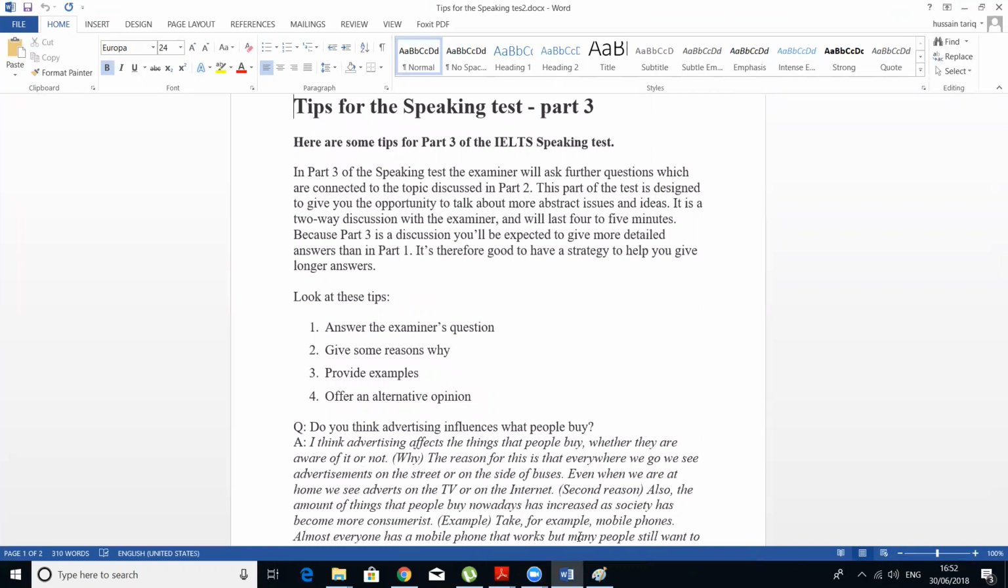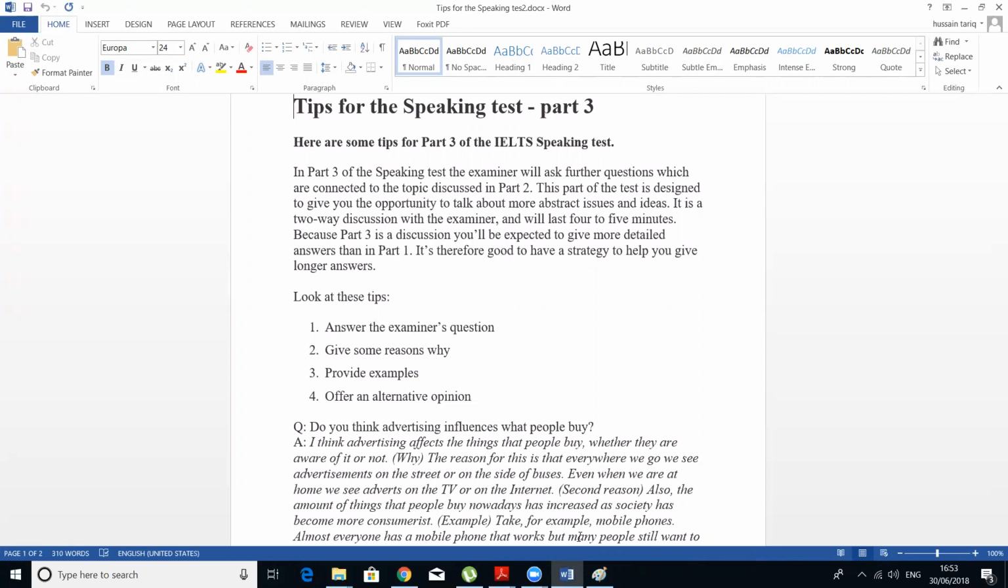As it says, in part 3 of the speaking test, the examiner will ask further questions which are connected to the topic discussed in part 2. So, what we understand is that you have just talked about, what was the topic again? What was the topic for part 2 of the speaking test that we just discussed now? Favorite activity? Yes, that's right.